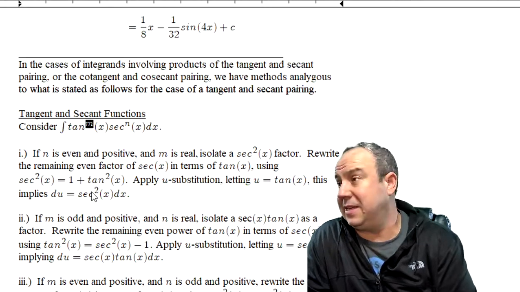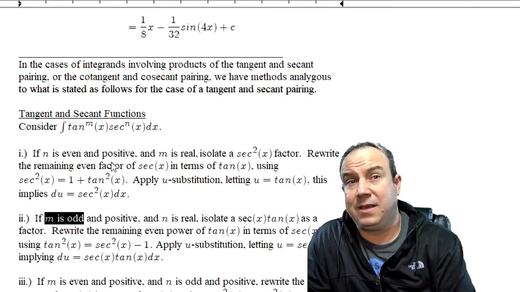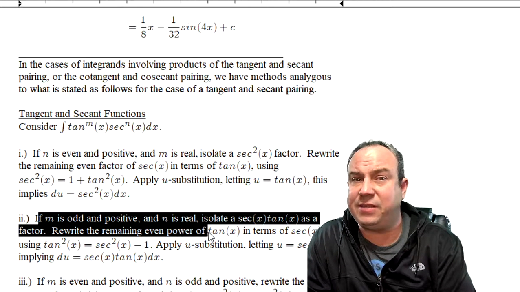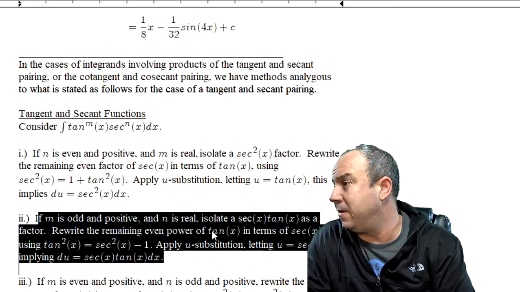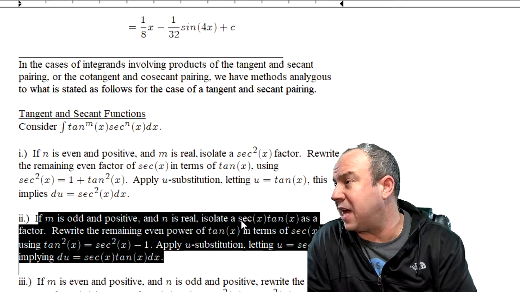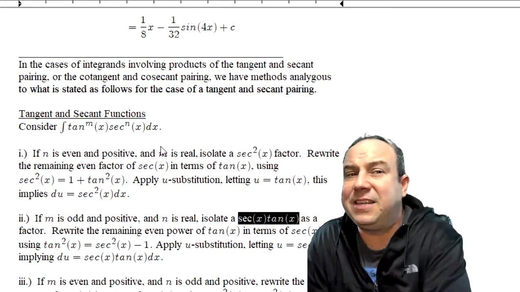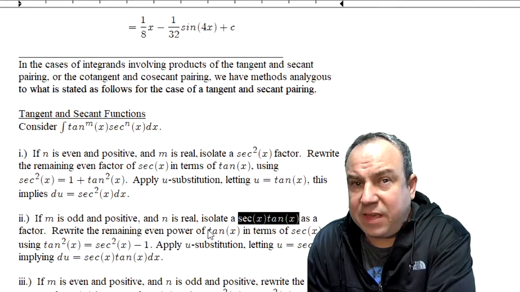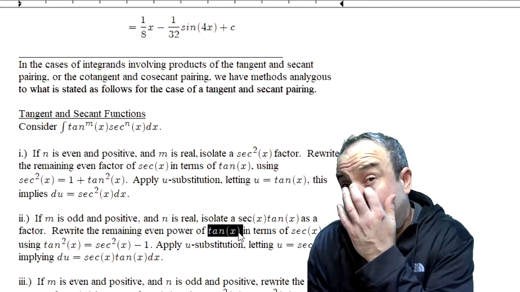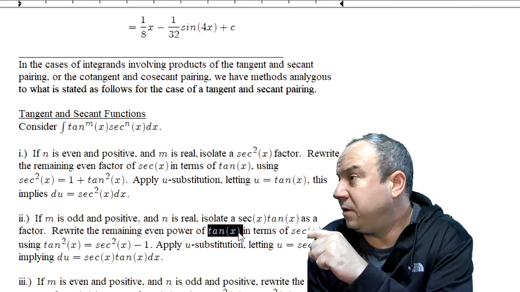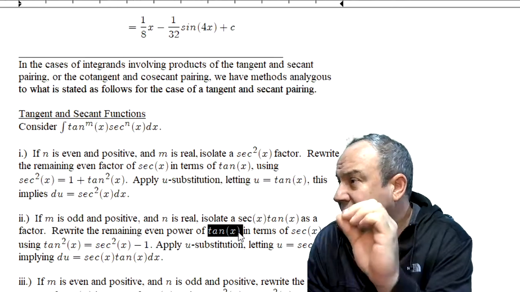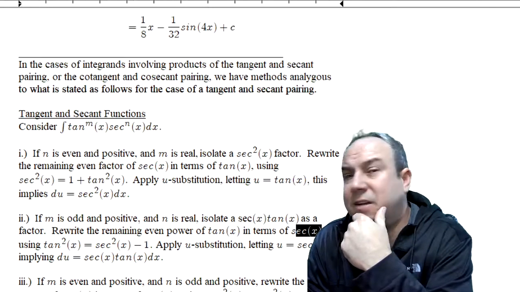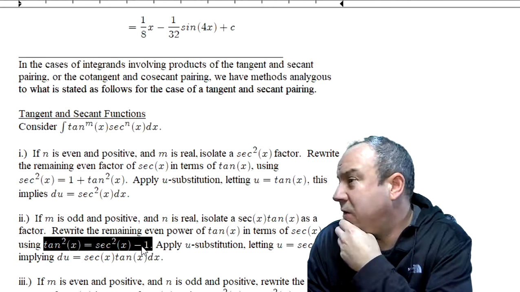If m is odd and positive, n is real, we fall into the case of case 2 here in our strategy. Here it tells us to isolate a secant tangent x as a factor. Rewrite then the remaining even power of tangent, because if you isolate a secant tangent, you'll pull one of the tangents out of the odd, leaving an even, and you'd be able to rewrite the remaining even power tangent of x in terms of secant of x using this Pythagorean identity, right?